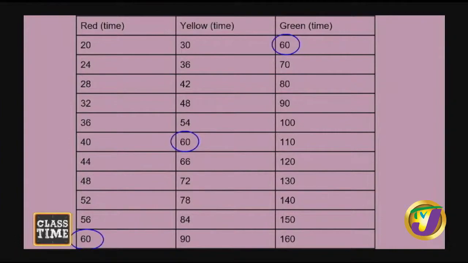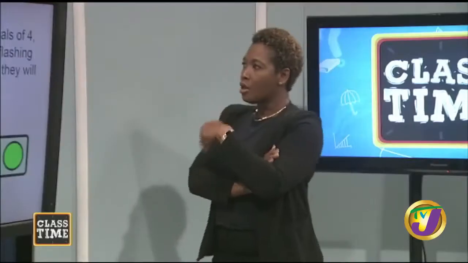Now, what did we just look at though? Because we were looking at 4 and we were counting, we were adding 4 each time.